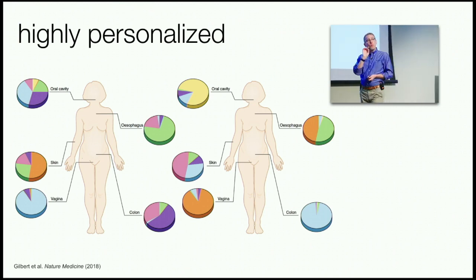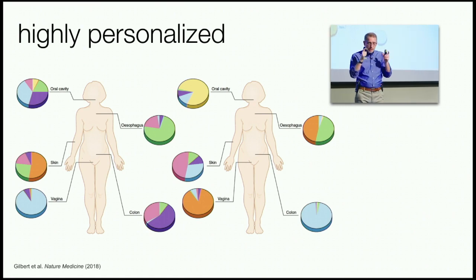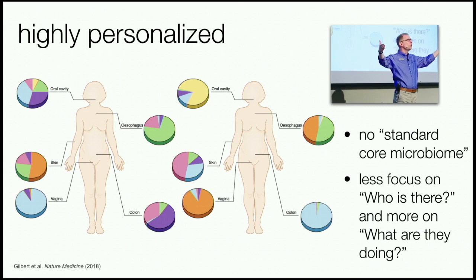So if we were to compare between two individuals, we would find very few bacterial species that are exactly the same. So there was this theory that there was something called a core microbiome, which is what everybody had. A healthy microbiome contained the following 600 species of bacteria. And that's not the case at all.